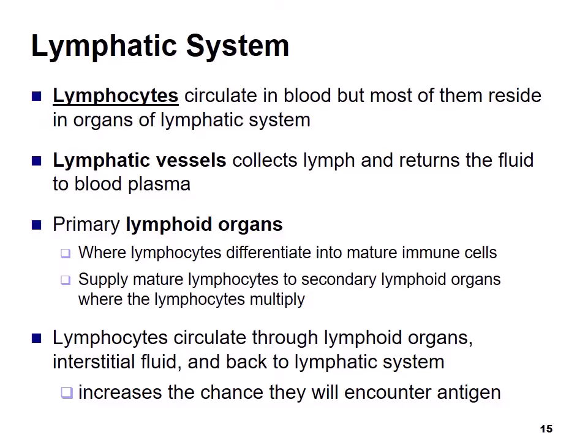So the lymphocytes are going to circulate through the lymphoid organs, the interstitial fluid, which remember again, that's just the fancy word for extracellular fluid, and then back to the lymphatic system again. And this increases the chance that they'll run into an antigen and then be able to respond to that.